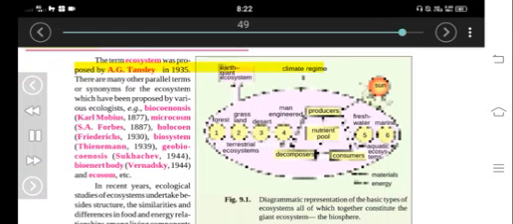There are many other parallel terms, or synonyms, for the ecosystem, which have been proposed by various ecologists, e.g., Biosystem, Holocoen, Microcosm, Geobiocoenose, Carl Mobius 1877, and S.A. Forbes.